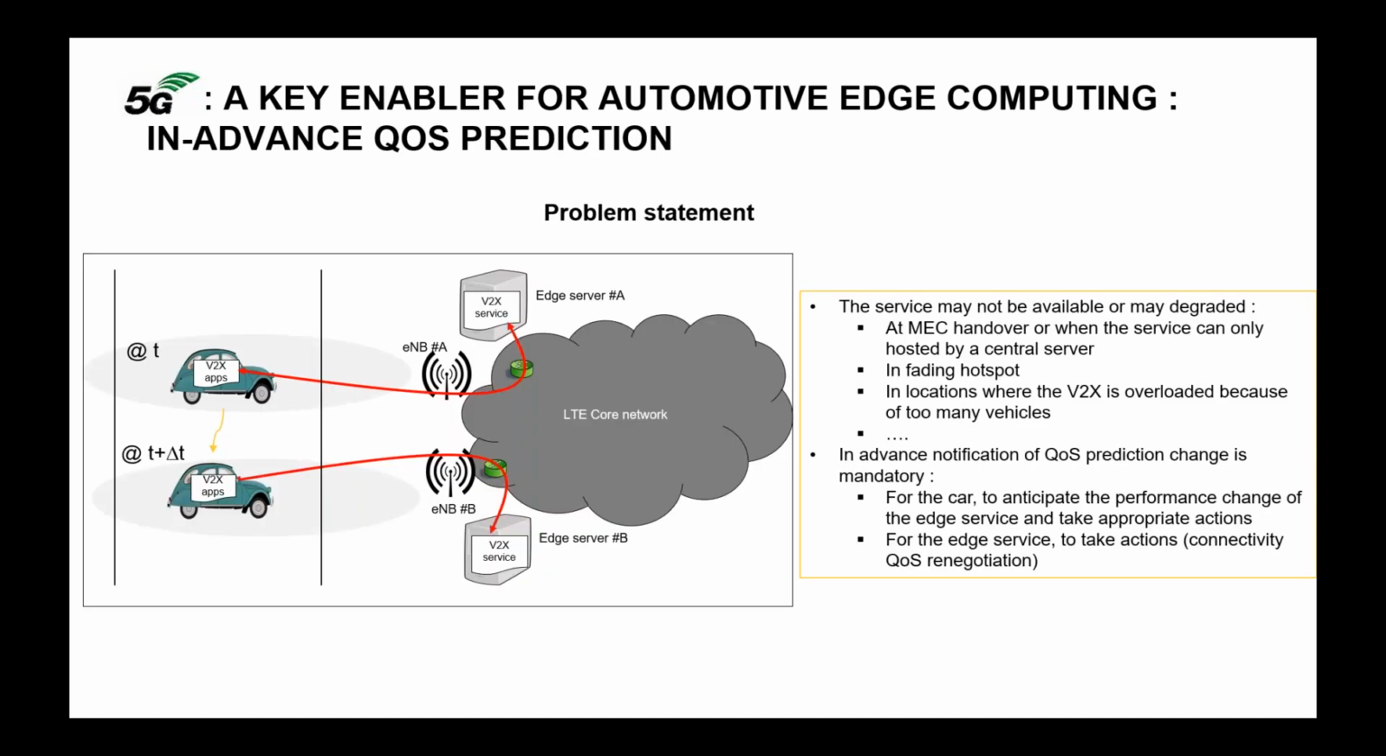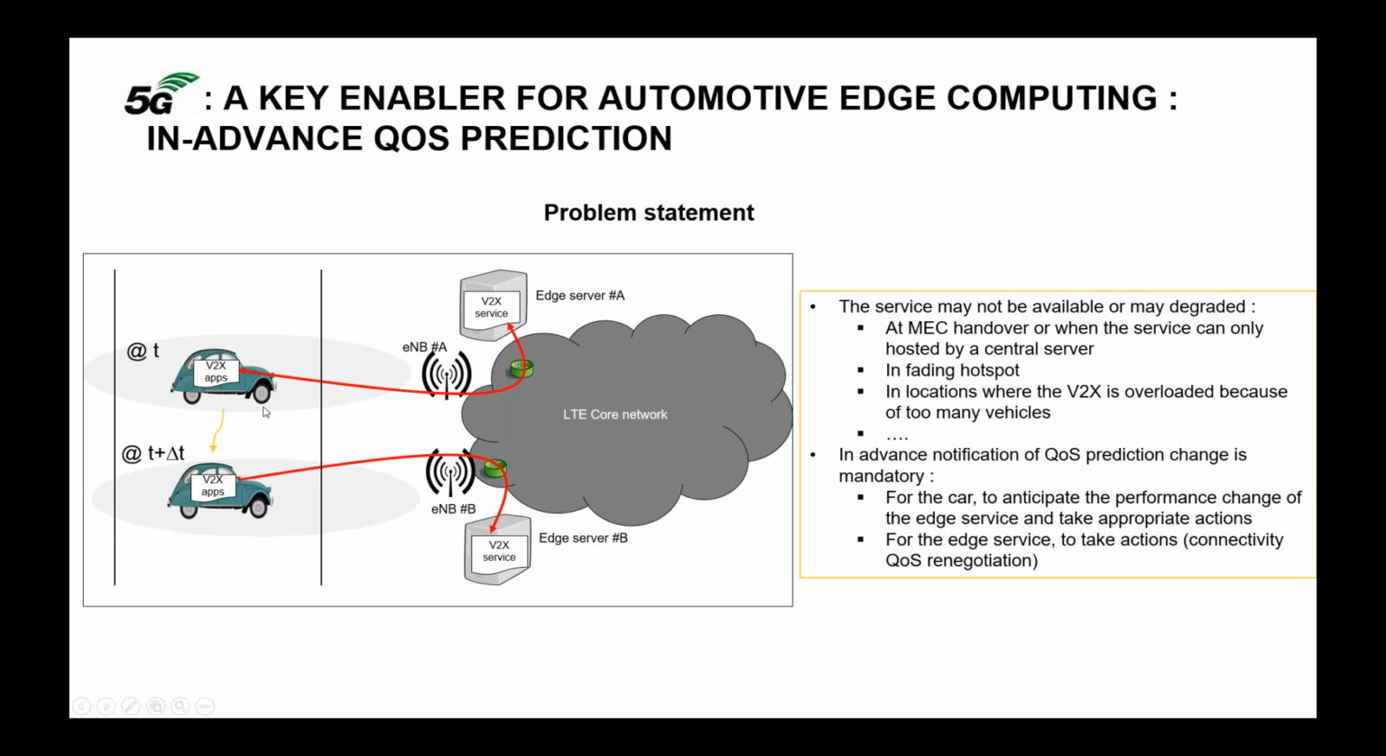So let's now talk about the in advance quality of service prediction. Why is it important? Let's consider that you are in the coverage of a base station A, which is collocated with edge server A. And a few minutes later, you are moved to a second base station, which is collocated with the second server. During this period of time, you have done a MAC handover, but this can be more or less long.